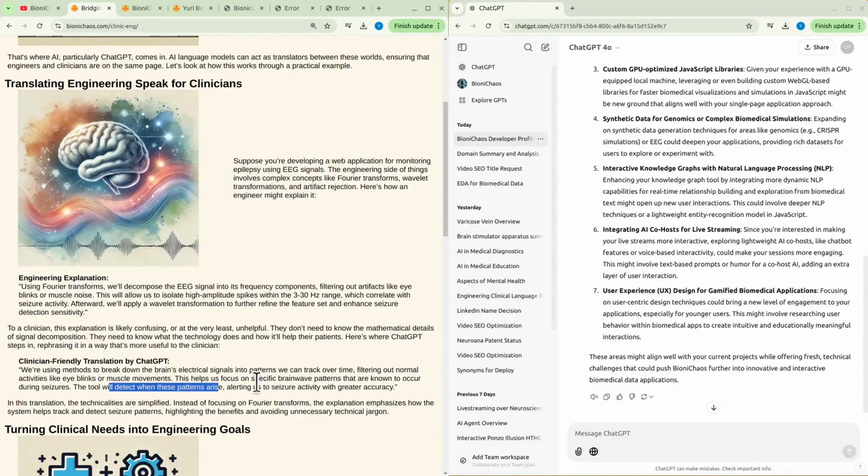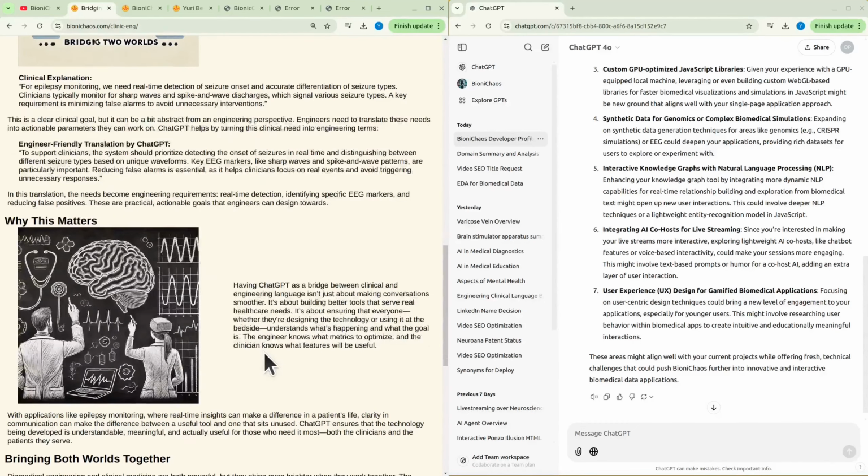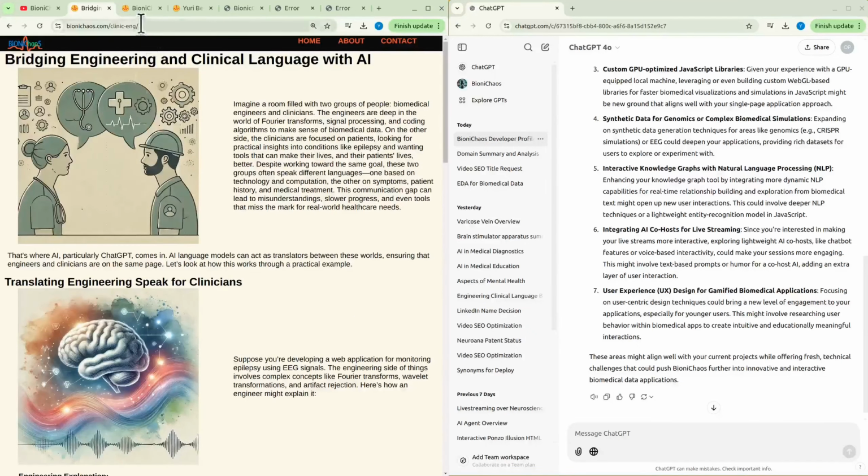So when translating engineering speech into clinical friendly language, we're essentially removing all the jargon. Ideally we don't want to start using more medical jargon, but if necessary, it's okay. It should be more patient and clinical outcomes oriented. So go check out this blog.